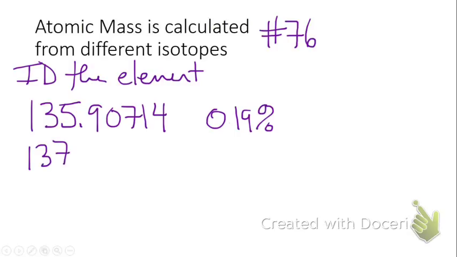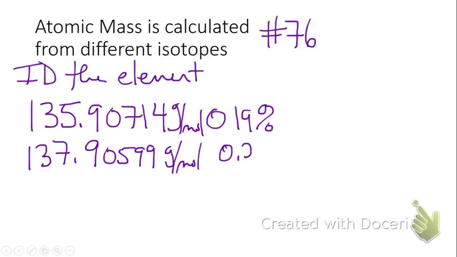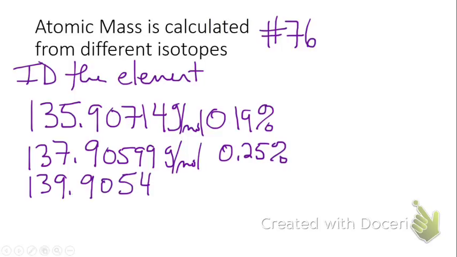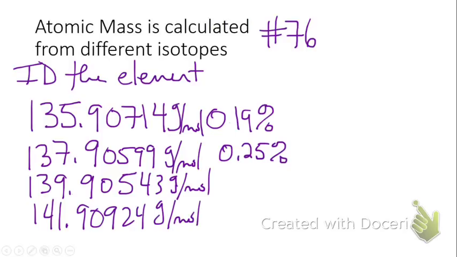Another isotope weighs 137.90599 grams per mole, and its abundance is 0.25%. And then we have two more isotopes. One that weighs 139 or so grams per mole, and another one that weighs 141 or so grams per mole. The abundance of the isotope that weighs 139.90543 grams per mole is 88.43%. And then the abundance for the last isotope is 11.13%.